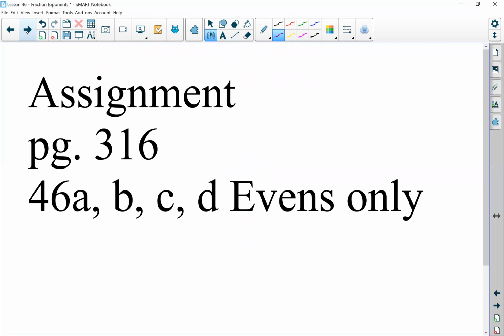So your assignment is on page 316 in your text. I want you to do 46A, 46B, 46C, and 46D, just the evens. And again, upload those to Schoology when you finish. I will set them to be due on Wednesday.